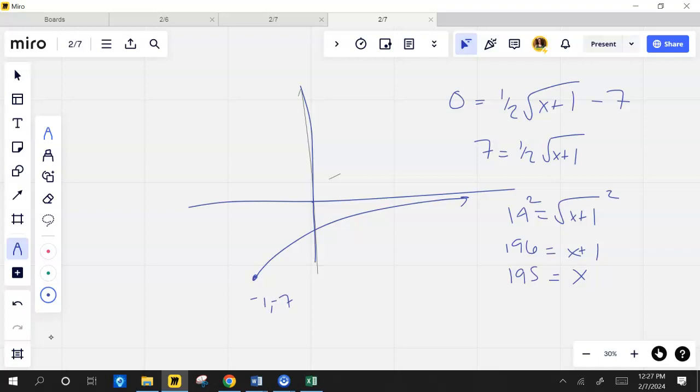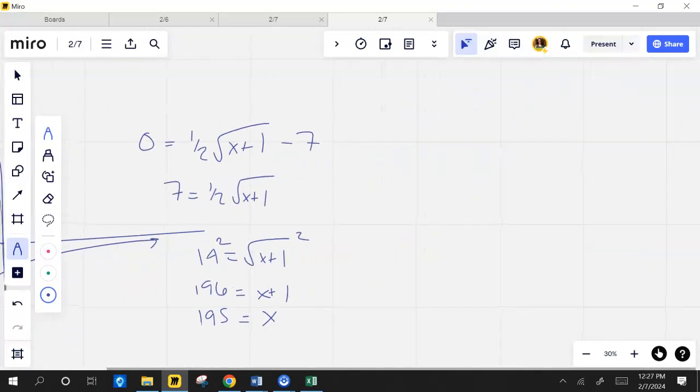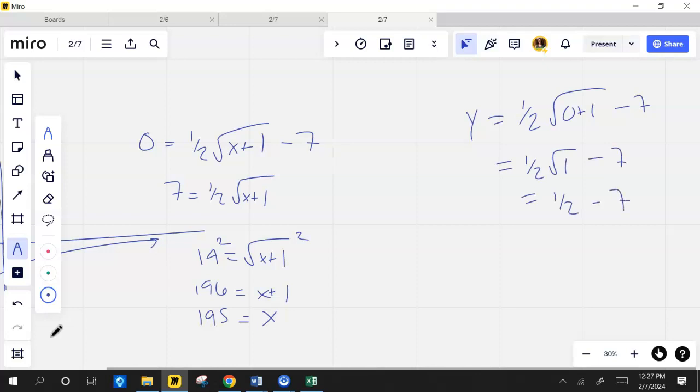Same thing with y-intercept, but you can put a 0 in for the x, and you get 1/2 square root of 0 plus 1 minus 7. 1/2 square root of 1 minus 7, which is 1/2 minus 7, which is negative 6.5. You probably used your calculator, or you probably will.